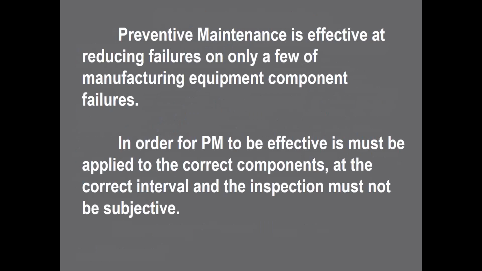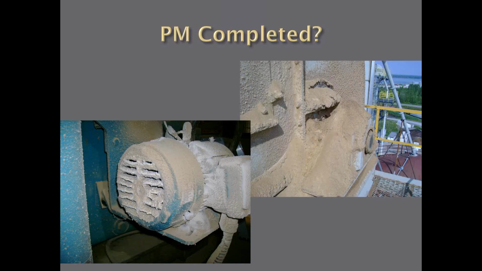So here's a statement here. Preventive maintenance is effective at reducing failures on only a few manufacturing equipment component failures. In order for a PM to be effective, it must be applied to the correct component at the correct interval, and the inspection must not be subjective. So we're going to talk about that again a couple of times. I'm going to make that comment: you cannot have subjective PMs and expect them to be effective.